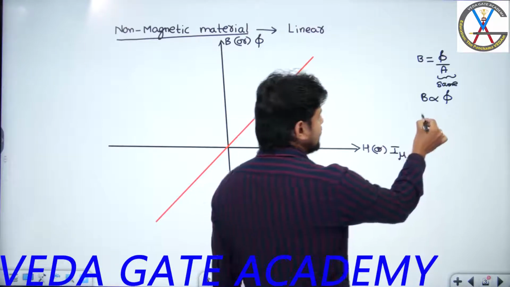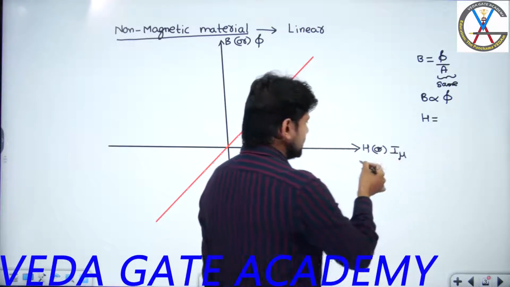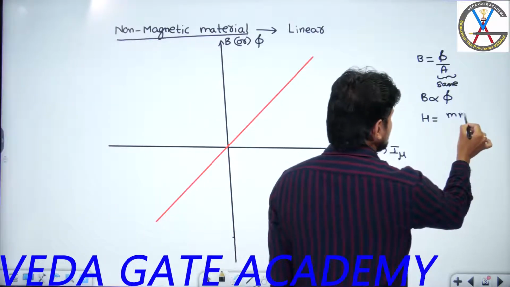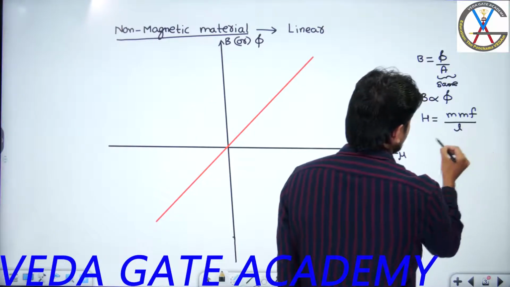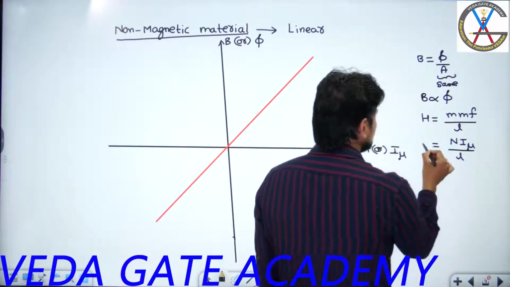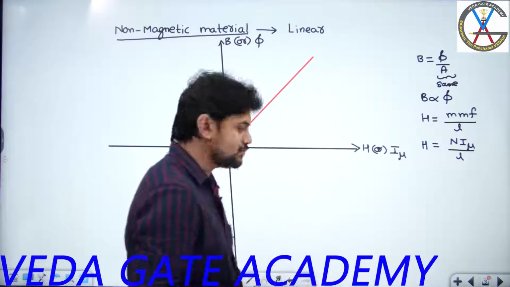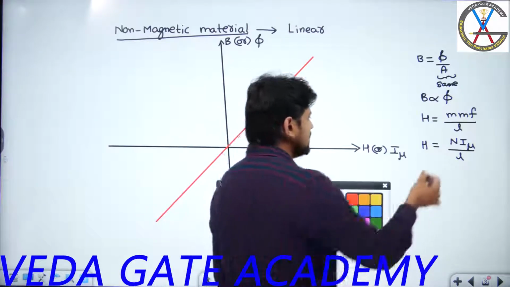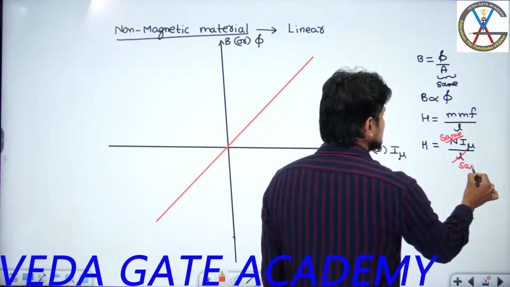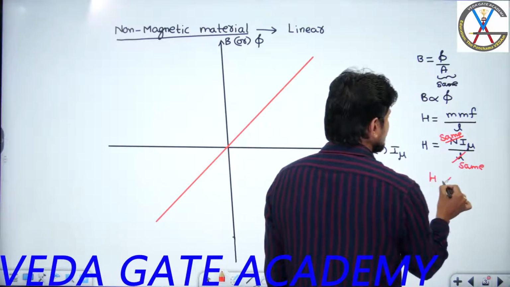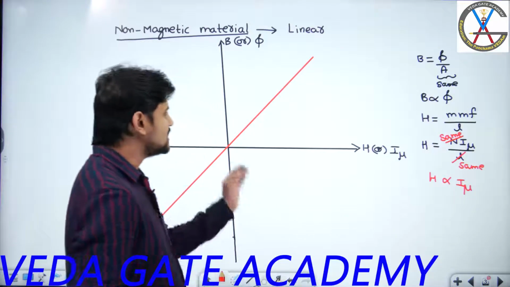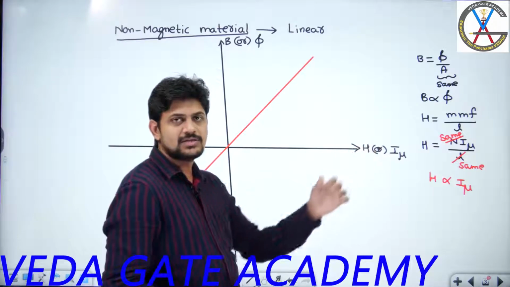Similarly, we know that the magnetic field strength H is equal to MMF divided by length of the core. And we know that the MMF is equal to number of turns into magnetizing current. So once I design the transformer and construction is over, the number of turns will remain the same and the length of the magnetic core will remain the same. So from here I can say that H is directly proportional to I mu. That is the reason that on the x-axis I can indicate either H or I mu.